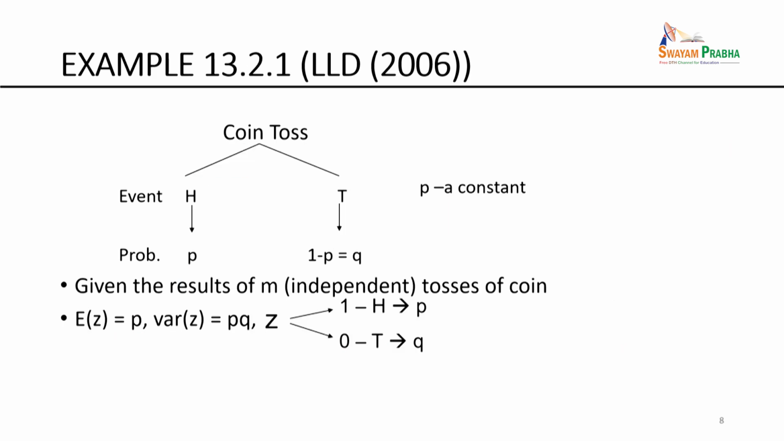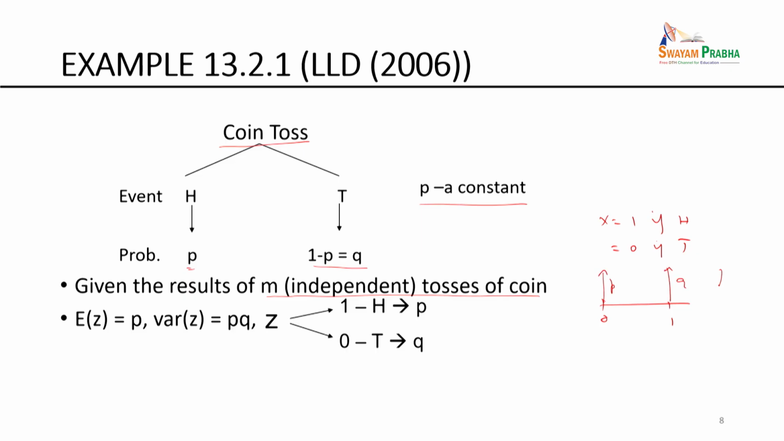So I'm going to illustrate this by an example. Let's consider the coin tossing experiment. It falls head with the probability p, it falls tail with the probability q, 1 minus p. The unknown is x. x is a constant, p. Given the results of m independent tosses of a coin, please understand, this coin tossing is a Bernoulli random variable. x is equal to 1 if head, x is equal to 0 if tail. This is called the Bernoulli distribution. 0, 1, this is p, this is q.